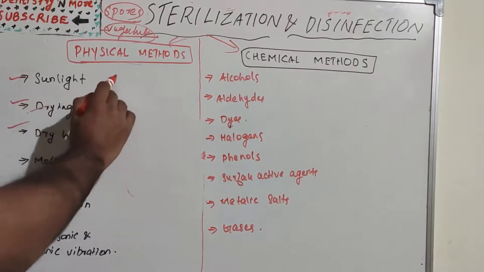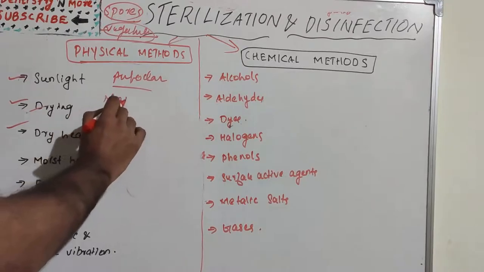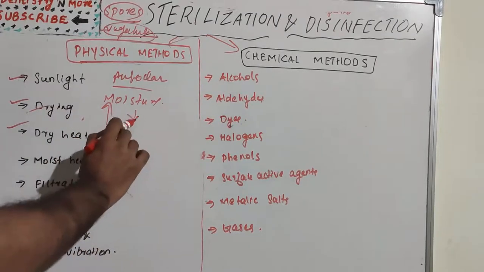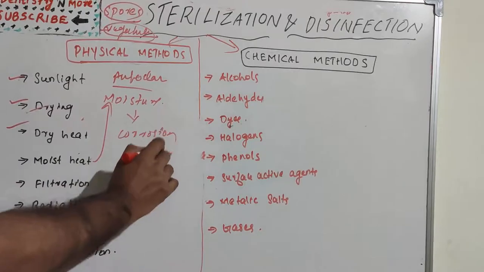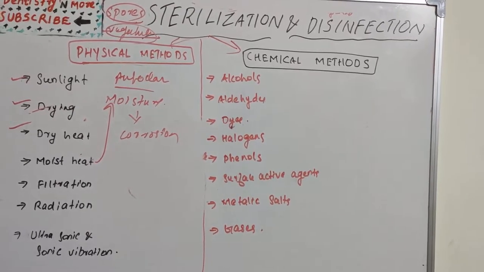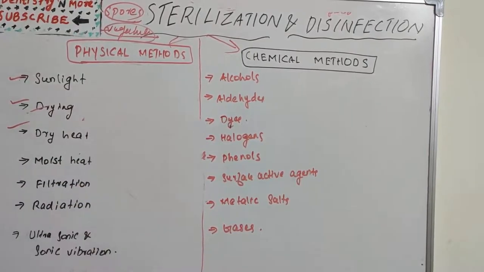The advantages of autoclave are that it is very economical, has good penetration power, short cycle time, is easily monitored, and requires no special chemicals or exhaust. The disadvantage is moisture retention. Since it is moist heat, moisture retention is a big problem, which causes corrosion. Carbon steels will be damaged, unprotected cutting edges will dull, and heat-sensitive materials will be destroyed. These are the disadvantages of autoclave, but still it is the most commonly used sterilizing equipment in the health sector.